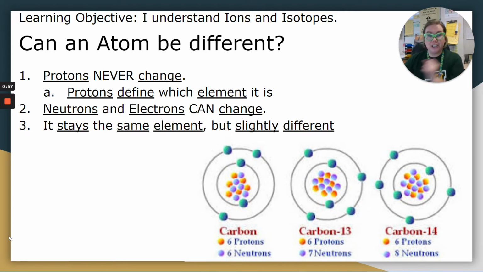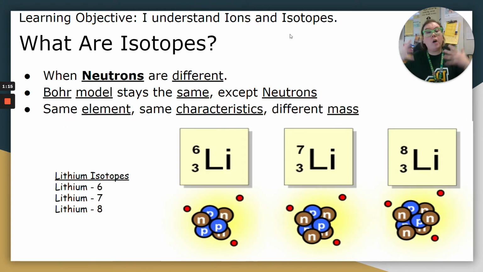Okay, so those two can change, and we call them different things. So in this case, when neutrons or electrons change, it stays the same element, but it's just slightly different. And we'll go over what that looks like. We've got a picture down here if you want to look at that. That's an example. So first of all, isotopes.